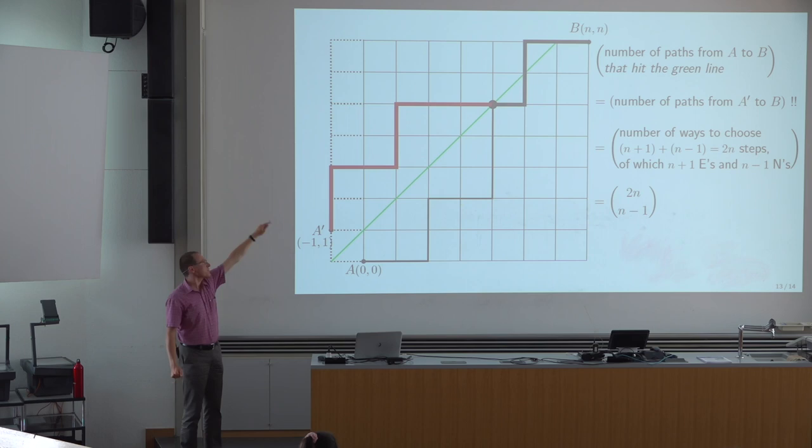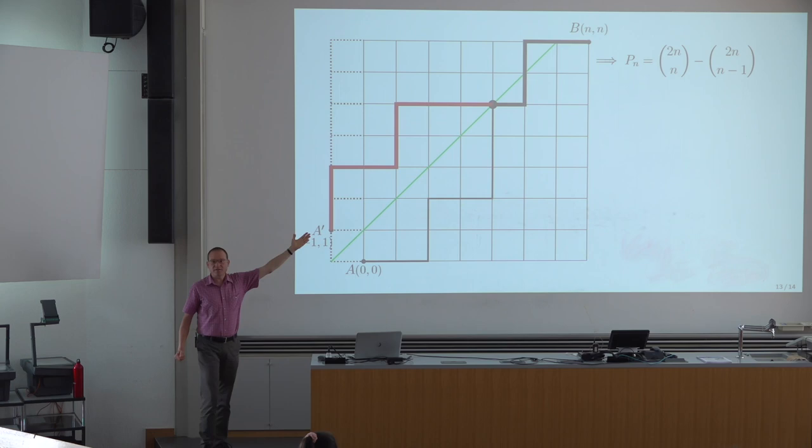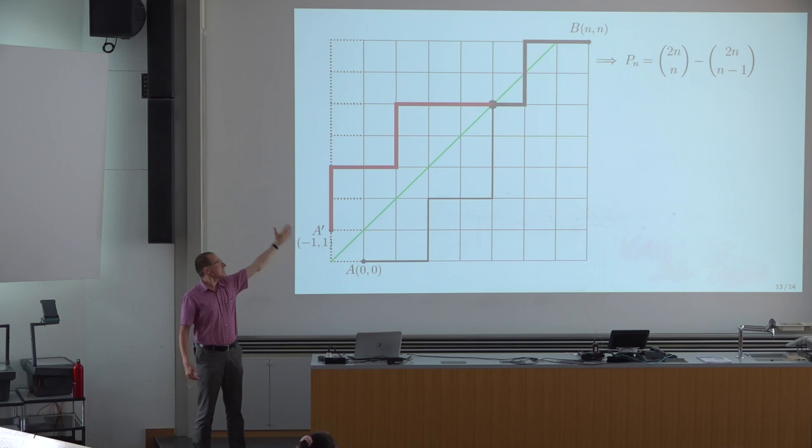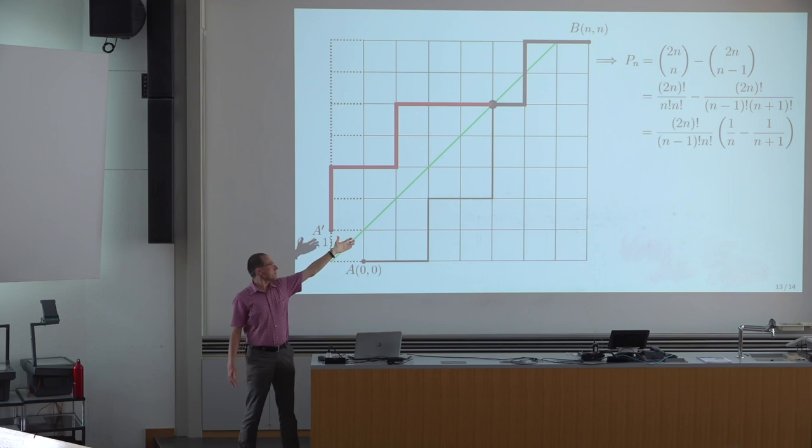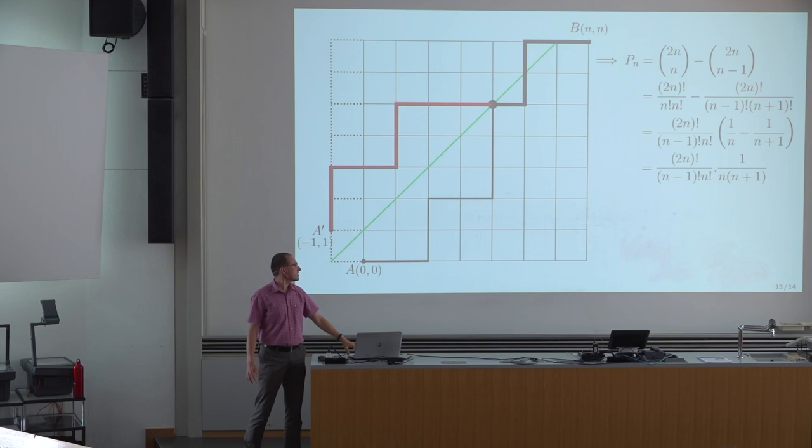Now we are essentially done. Our number of paths, let's call it Pn, is the total number of paths minus the paths that do hit the green line. Or if you wish, minus the paths from A prime to B. The two numbers look very similar, but the first one is much bigger than the second. Now, if you want, you can work it out by factorials. 2n factorial divided by n factorial times n factorial and so on. You subtract, then you take the common factor, you have something in brackets, you simplify in the brackets, so you have that factor. The n you combine with n minus 1 factorial, and the 1 over n plus 1 you keep, and you get that formula.